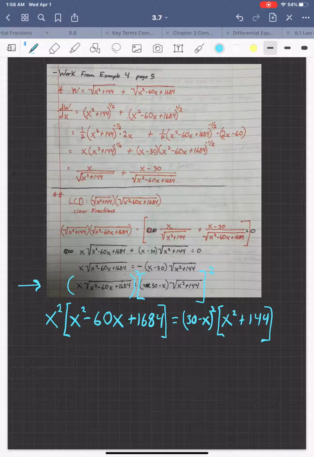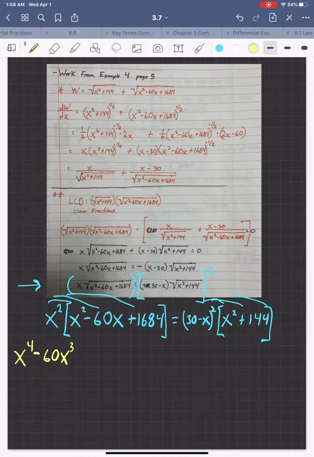Oh man, so now we have quite a lot of distributing, foiling, and distributing, right? So this next line I'm going to write for you is just a whole lot of foiling and distributing. But when all is said and done, we're here. So this would be x to the power 4 minus 60x cubed plus 1684x squared.